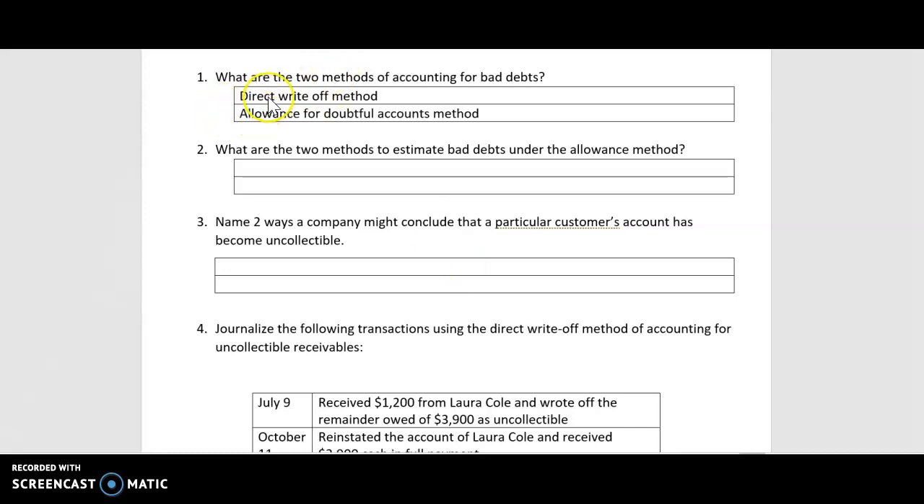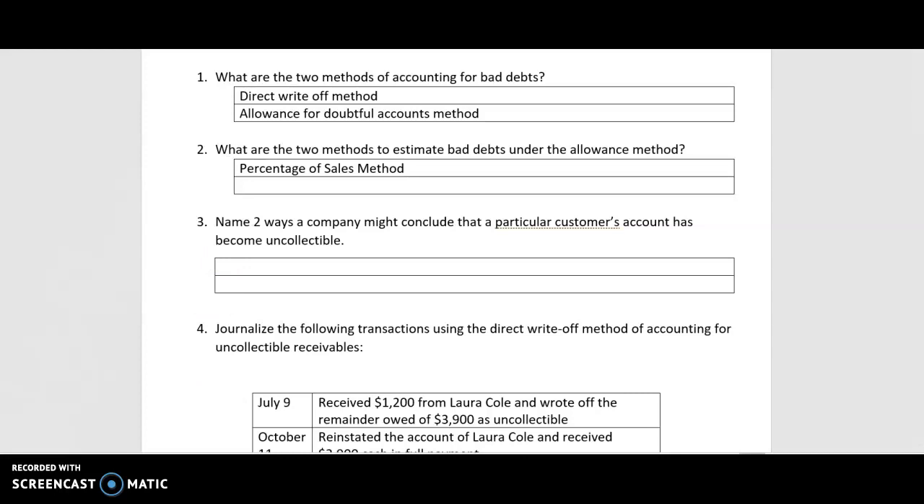We can call this the allowance for doubtful accounts method. This method can be used with GAAP because right away we record the bad debt expense. So bad debt expense will match the revenues that we created or received in that period. So what are the two methods to estimate bad debts under the allowance method? We have two ways to estimate. The first one is called the percentage of sales method.